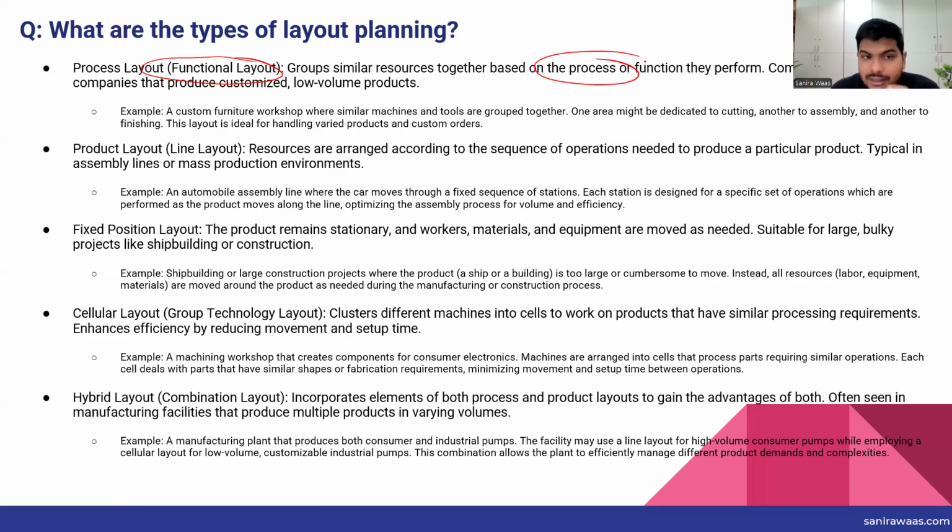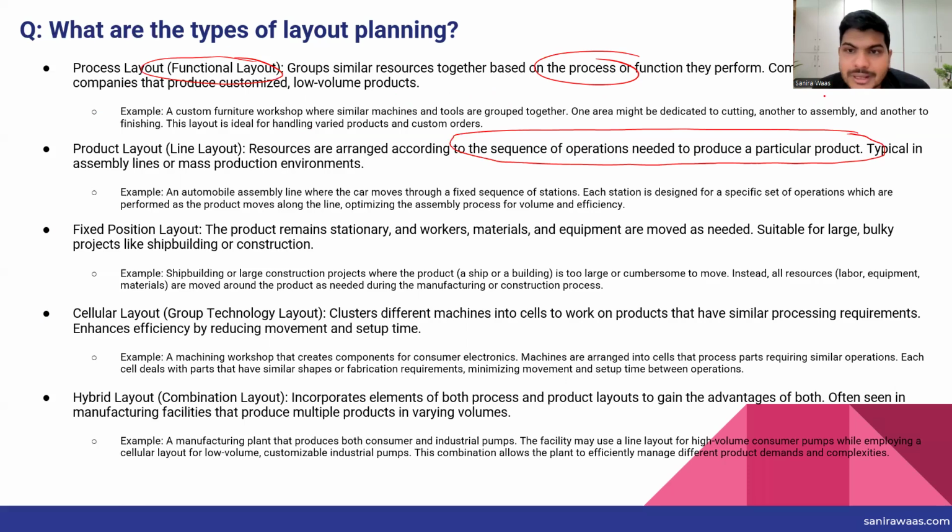Then the next one is product layout, which is also a line layout where the product moves, right? The sequence of operations needed to produce a particular product. Product again, step by step. That is a very line layout, right? Mostly an automobile assembly. If you have seen on YouTube how a car is made, the line goes to the next, and the next, it goes like that.